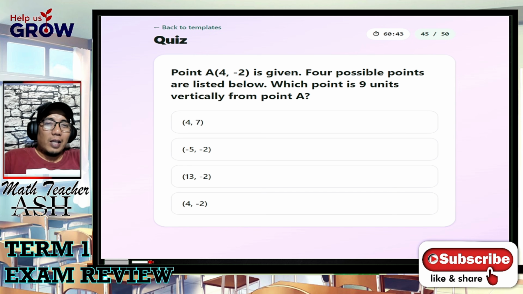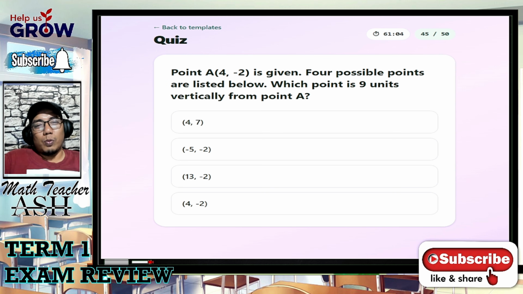Point A, located at (4, negative 2), is given. Four possible points are listed below. Which point is 9 units vertically from point A? Is it (4, 7)? Is it (negative 5, negative 2)? Is it (13, negative 2)? Or is it (4, negative 2)? What do you think is the answer?